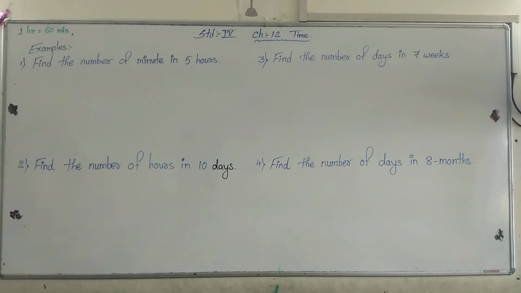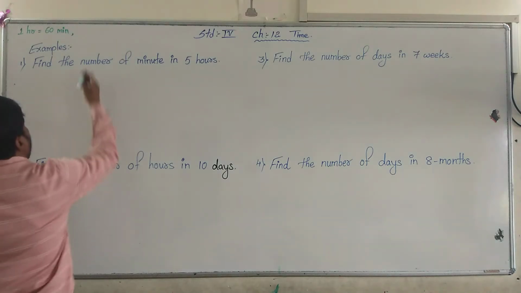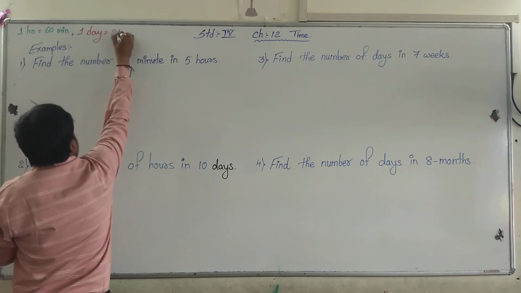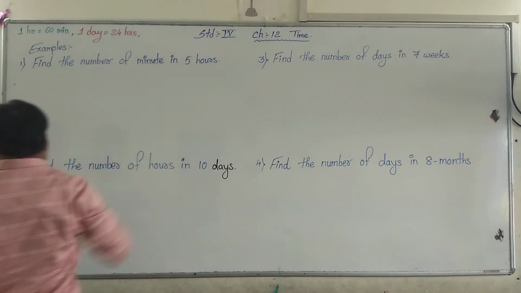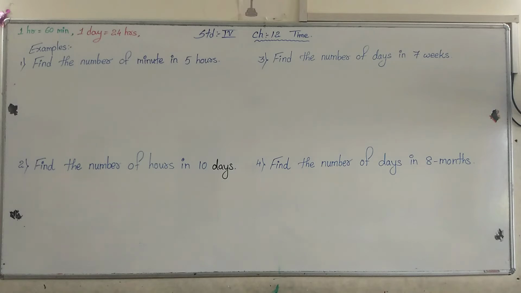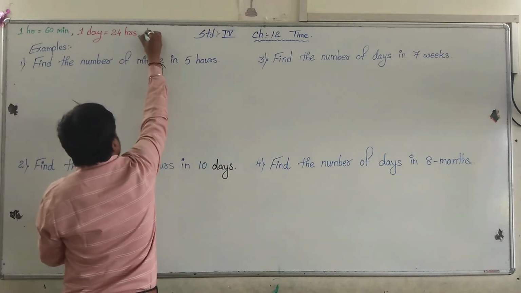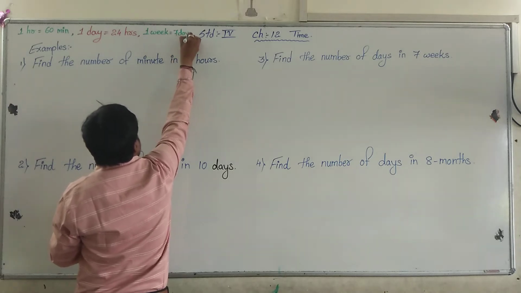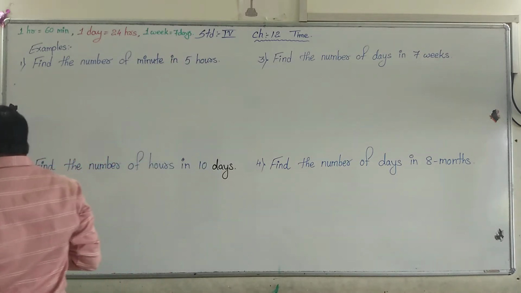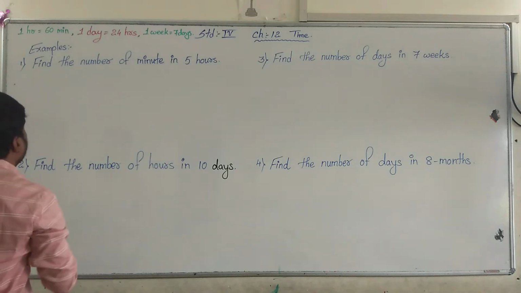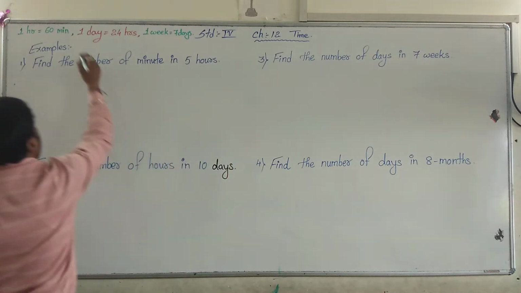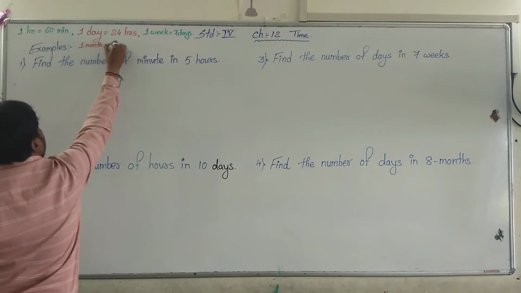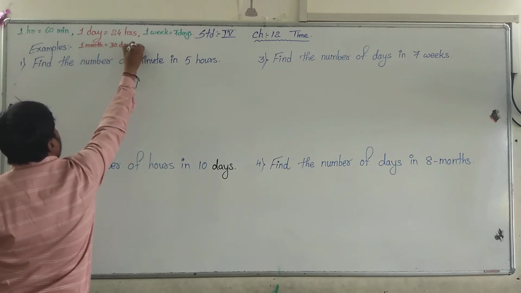Then we have to learn about days. That 1 day is equal to 24 hours, right? Then we have learned about week. 1 week is equal to 7 days, right? Then we have seen about 1 month, that 1 month is equal to 30 days.